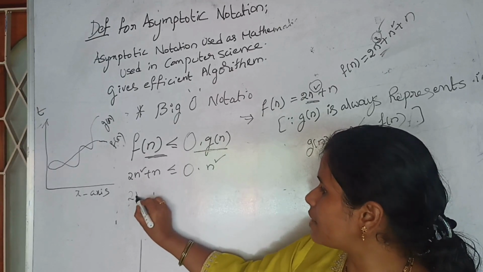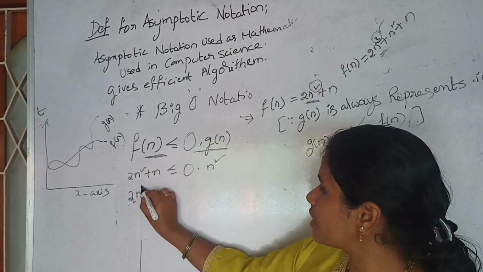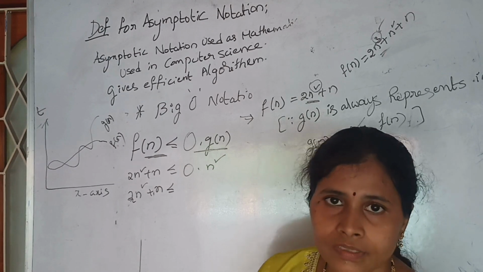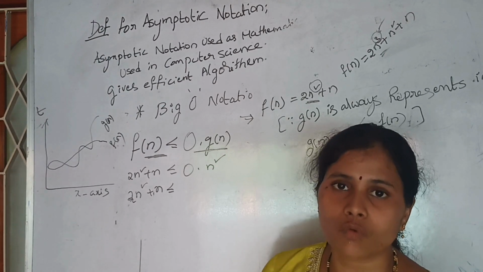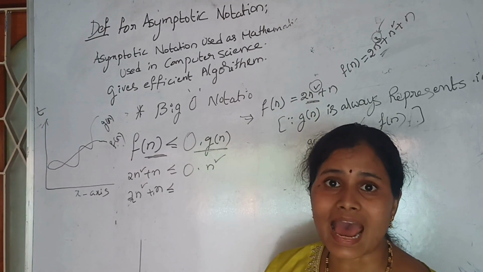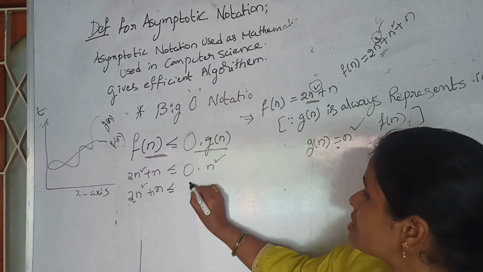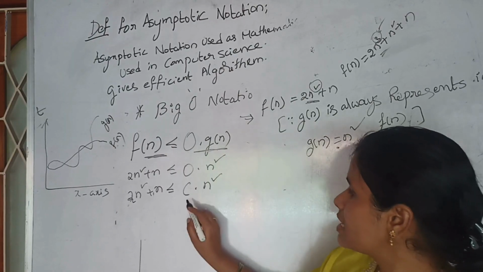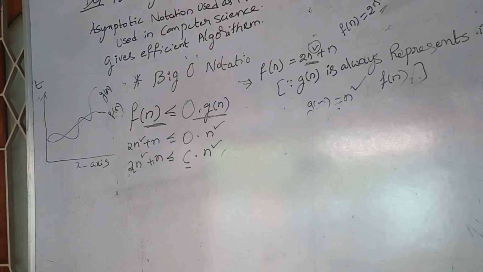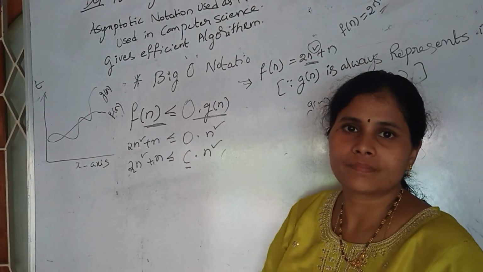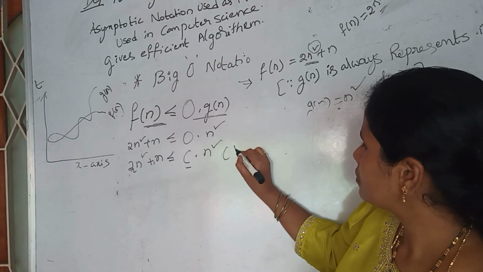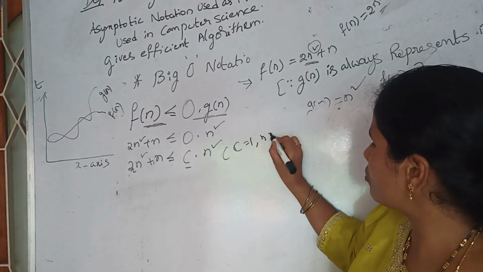So 2n square plus n is less than or equal to, and I need to remove O. When you remove O, you can keep a constant C instead. So C dot n square. Here C means constant. So I am taking C equal to 1 and n equal to 1.